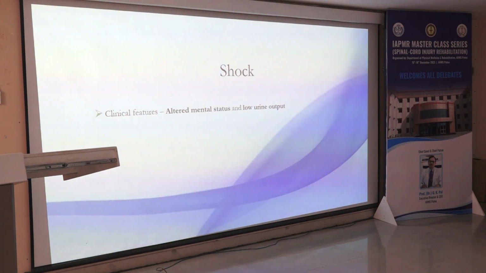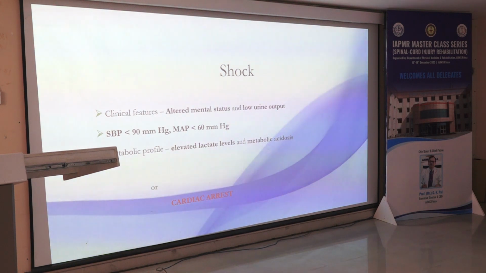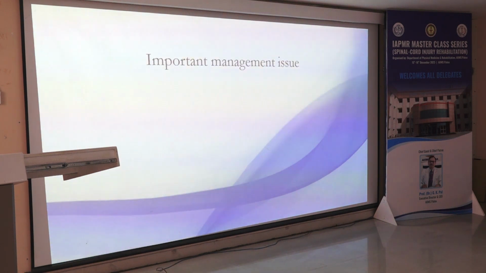So the clinical features of shock: we know that the patient's mental status may be altered and urine output is low, systolic blood pressure is less than 90, mean arterial pressure less than 60, and the metabolic profile shows lactic acidosis with metabolic acidosis. So we need 3 things: check the sensorium, check the blood pressure, check the urine output, and do an ABG to establish the diagnosis of shock. If we miss this shock event, then probably the patient is going to cardiac arrest. So we are landing up in a more difficult situation.